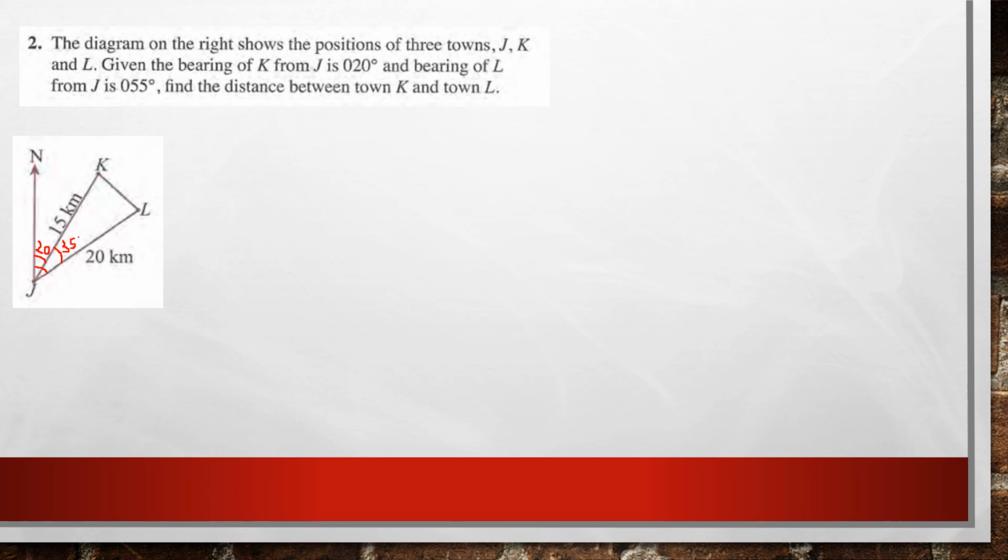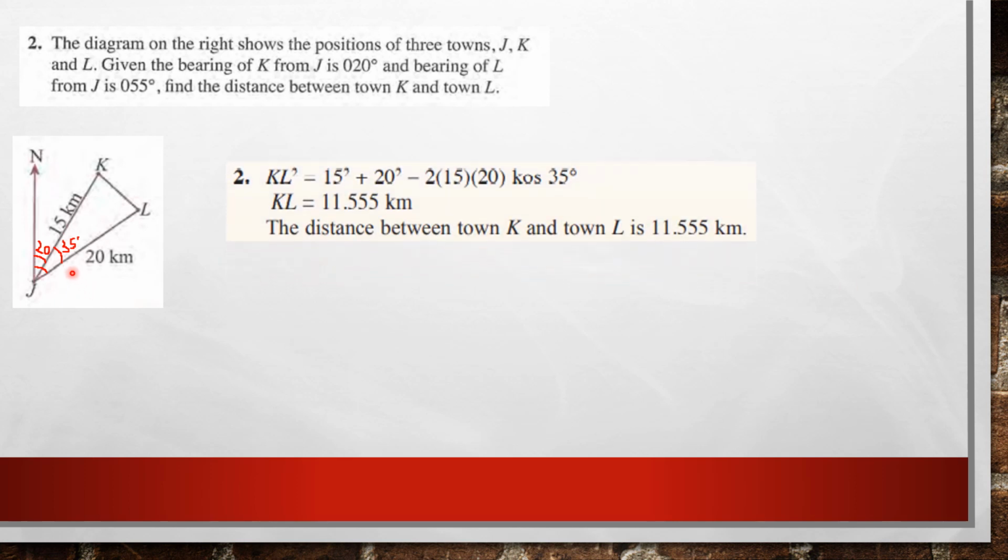So now the question is to find the distance between town K and town L. You can use the cosine rule because the opposite side is KL. So KL square equals 15 square plus 20 square minus 2 times 15 times 20 cos 35. So you square root it, you will get KL equals 11.555 kilometers.